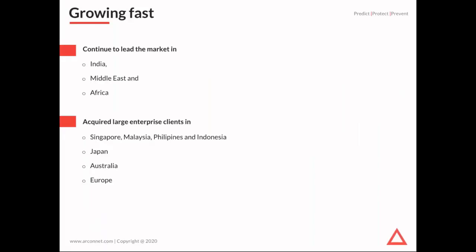We are a market leader when it comes to India, Middle East, and Africa. And we have also acquired very large enterprise level clients in Singapore, Malaysia, Philippines, Indonesia, Japan, Australia, and Europe.